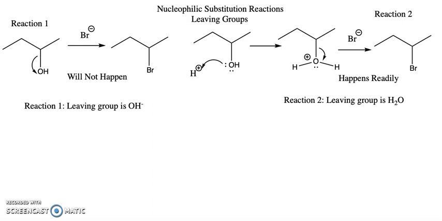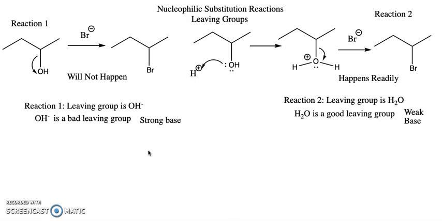Why is this? OH minus is a bad leaving group, and H2O is a good leaving group. And what is the physical characteristic we're going to look at in order to allow us to recognize that something like OH minus is a bad leaving group and H2O is a good leaving group? The thing that we want to look at is base strength. In general, OH minus is a strong base and H2O is a weak base. And that's the general correlation we're going to use, not only in this case, but always, the relative base strength of our leaving group.